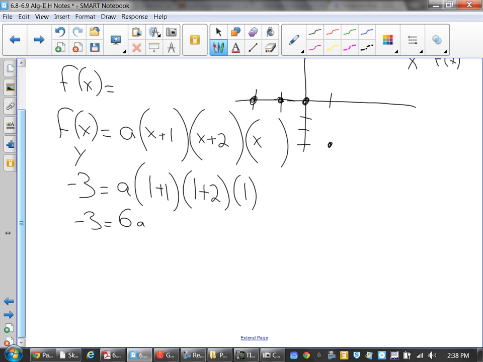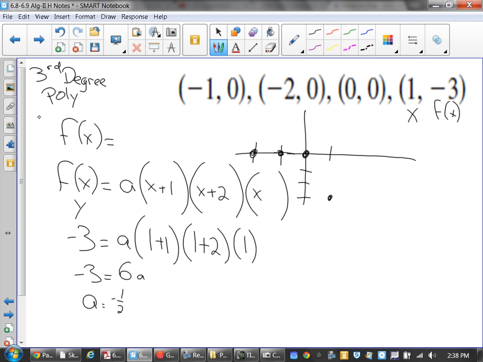It's not always going to be negative 1 half. Usually people are going to ask, is it always negative 1 half? And I say no. I'm using one ordered pair that was not a zero, and it just happened to be that.